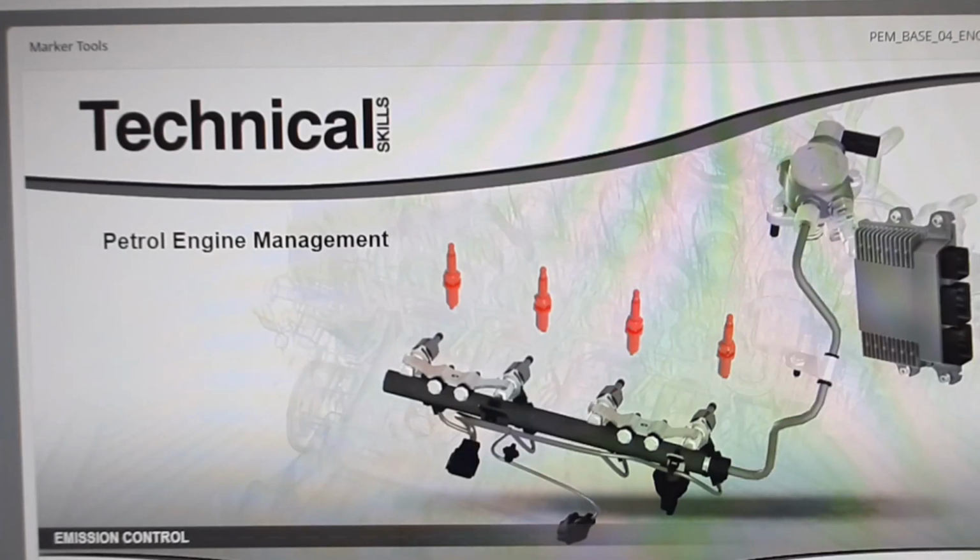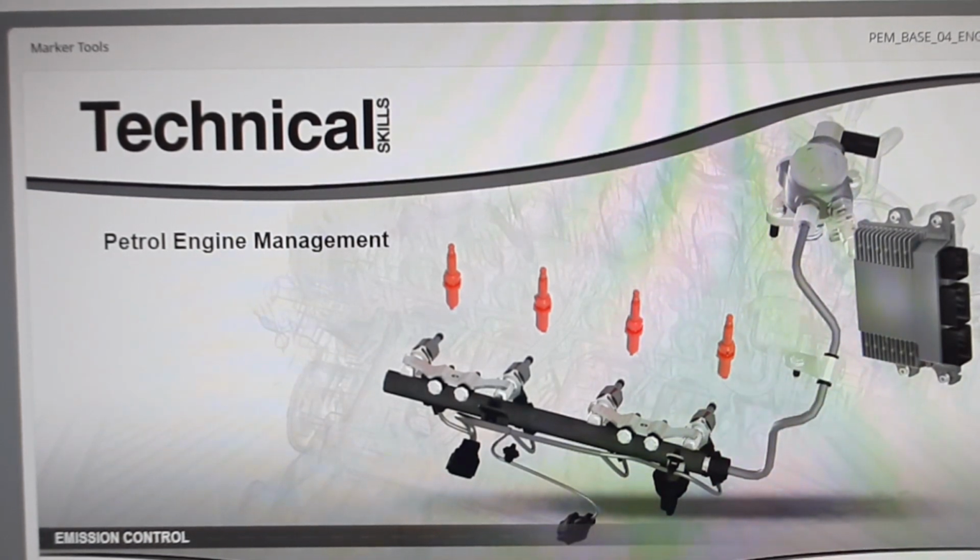Welcome to the pre-training program for the Petrol Engine Management Checking module. This pre-training will provide you with the knowledge necessary for participation in the course at the training center.